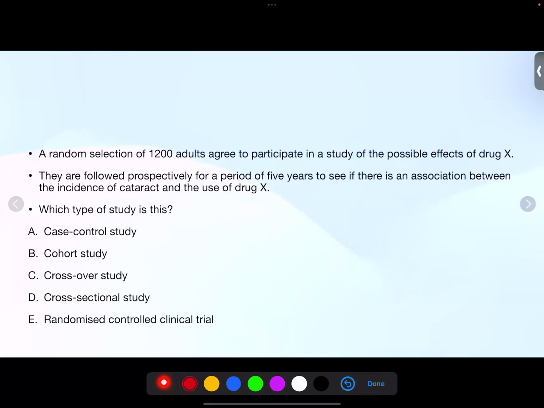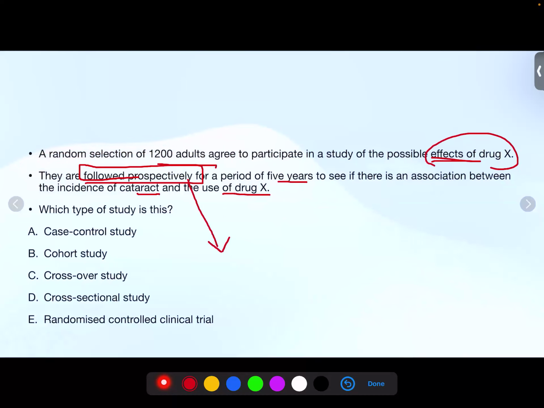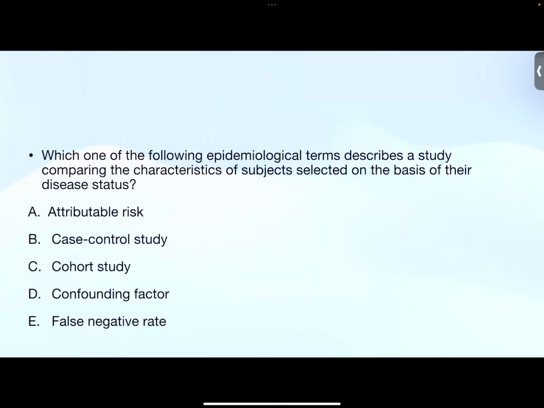Here is an example of a study. A random selection of 12 adults agreed to participate in a study of the effect of a drug. They are followed prospectively for a period of 5 years to see if there's an association between the incidence of cataract and the use of the drug. If you see the word prospective study, and they are giving some kind of drug, meaning one group of individuals is given an exposure and another has no exposure, then this would be your prospective study, your cohort study.